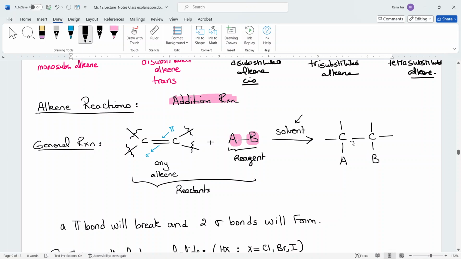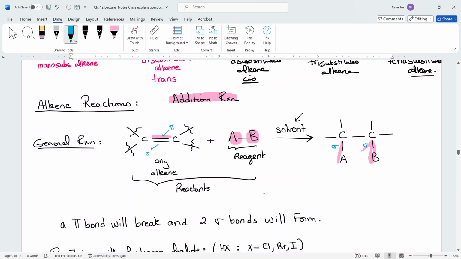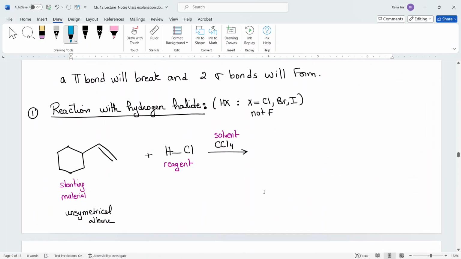So as you can see in the product, I am breaking the pi bond. I will be breaking this pi bond, and I'm going to be forming 2 new sigma bonds in here, and those sigma bonds are between the carbon and A and the carbon and B. And this is called an addition reaction, where a pi bond is broken and 2 sigma bonds are formed. Let's be specific now.